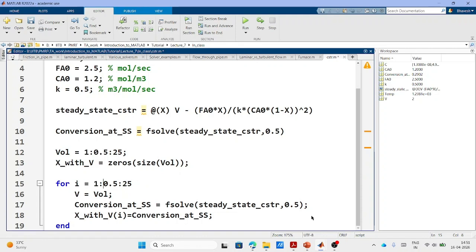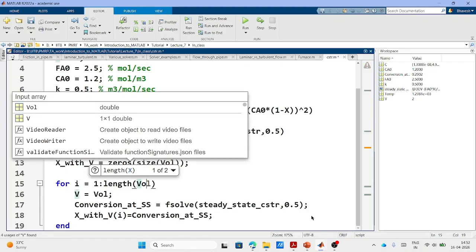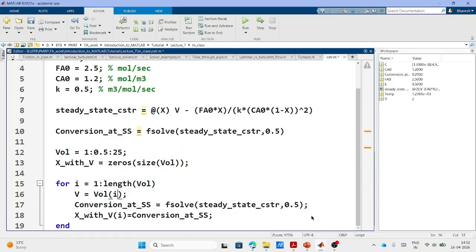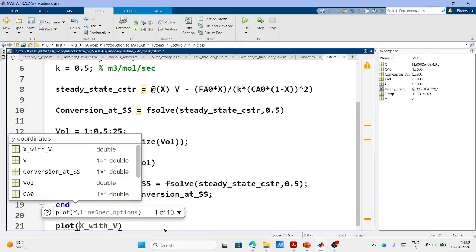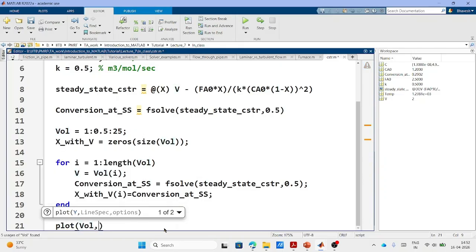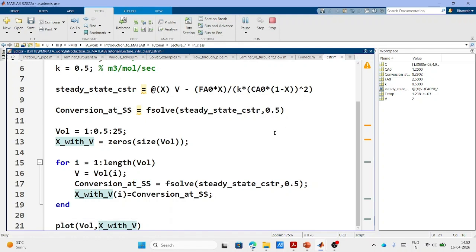Just let me make some changes. I is equal to 1 to the length of volume, and this becomes I. Correct? So I'm running one loop which goes to the length of the volume vector. It will take that volume, put it into the conversion equation, find the conversion, and then at the end, I can just directly plot volume versus x with v, and see how it works.